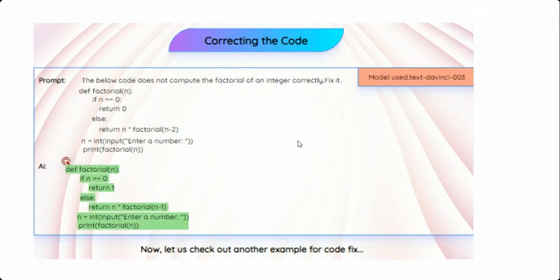And next, correcting the code. If you have any wrong code here, for example this factorization code which is not correctly fixed, you ask the AI to fix it, and it will give the fixed code here. Let's check this correcting of code with another example.